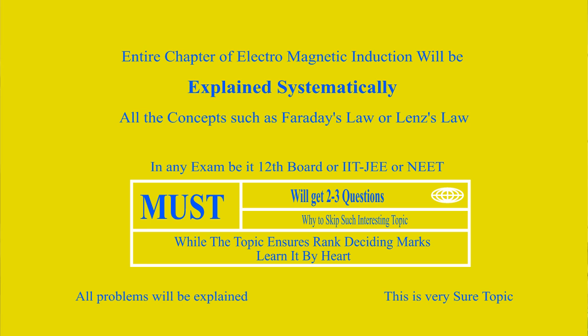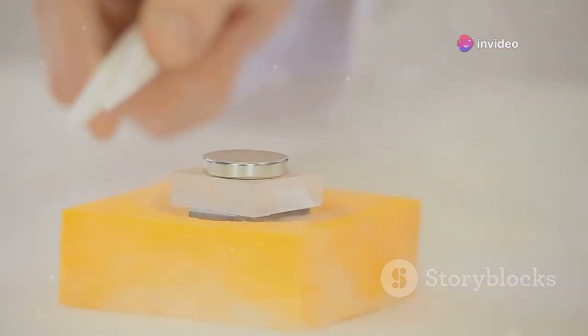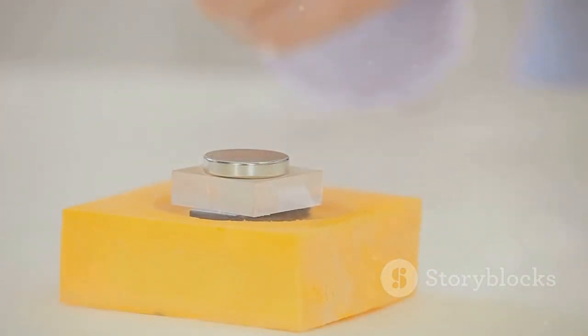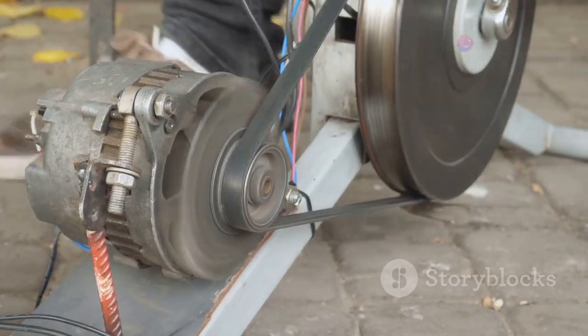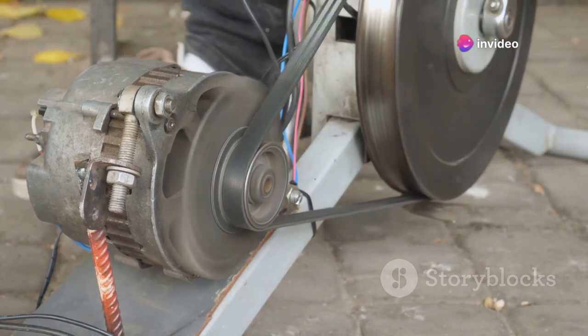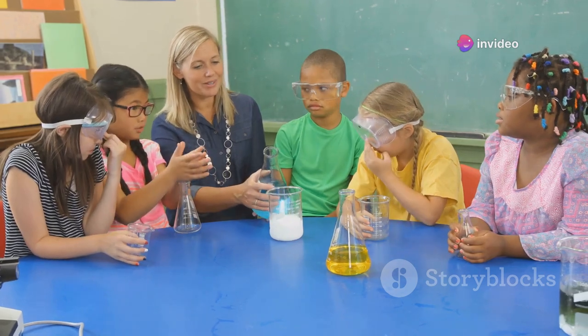Experiments and demonstrations can really bring the concept of electromagnetic induction to life. For instance, you can try a simple experiment using a coil of wire and a magnet. Just move the magnet in and out of the coil and observe how a current is induced in the wire. This is a great way to see Faraday's law in action right in front of your eyes. Another easy experiment involves using a small motor or a hand-cranked generator to show how mechanical energy can be converted into electrical energy. These hands-on activities are perfect for classrooms or even at home.